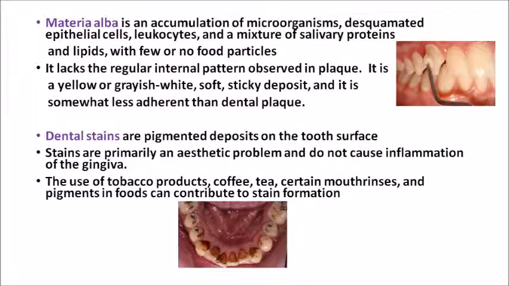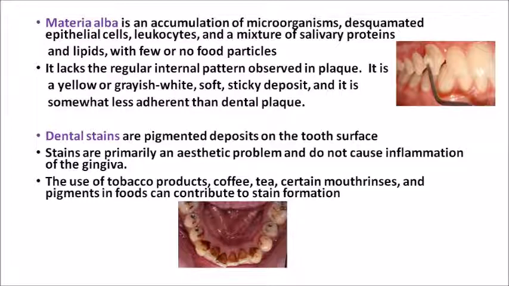When we learn about calculus, we have to learn about the other dental deposits also. The first one is Materia alba. You can see in the figure. It is an accumulation of microorganisms, desquamated cells, leukocytes, salivary proteins, lipids with few or no food particles. That is important. Materia alba can contain food particles and it may not contain food particles also.